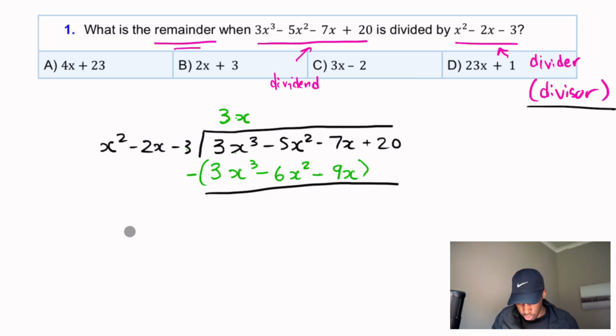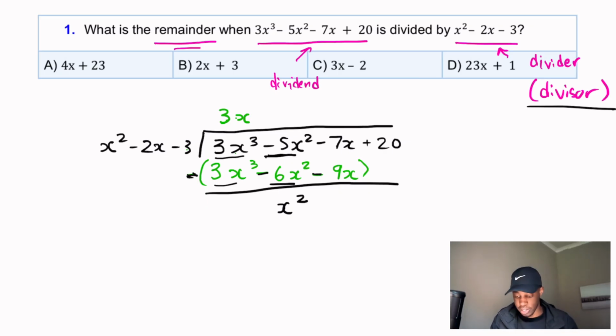So now when we subtract it, we know that 3x cubed minus 3x cubed is obviously going to be 0. And we know that negative 5x squared minus negative 6x squared is actually going to end up becoming a plus. So it's negative 5x squared plus 6x squared. In that case, you're just going to be left with x squared. And then with the 7x, you're going to say, okay, negative 7x, and because it's a negative sign and a negative sign, it's going to be plus 9x.